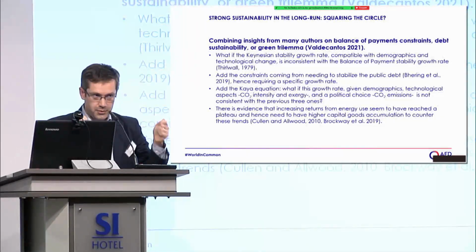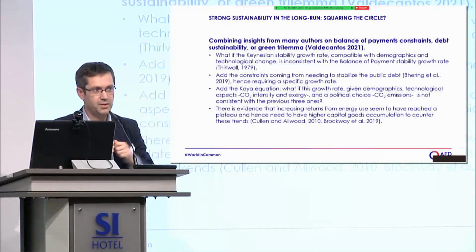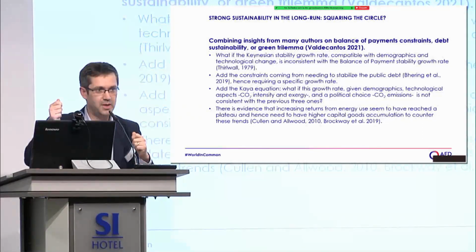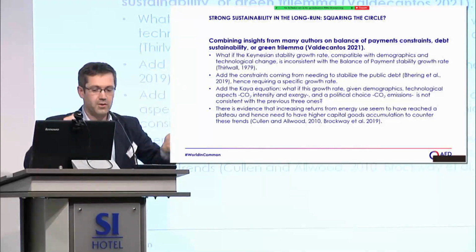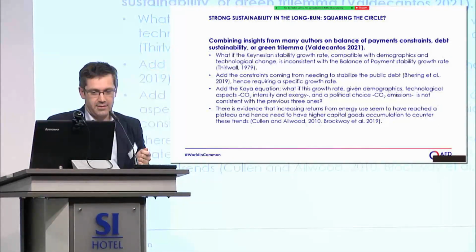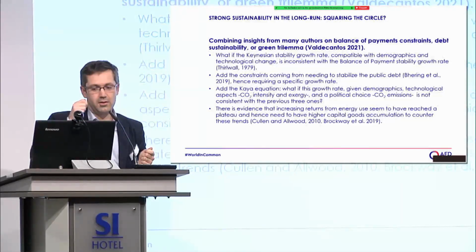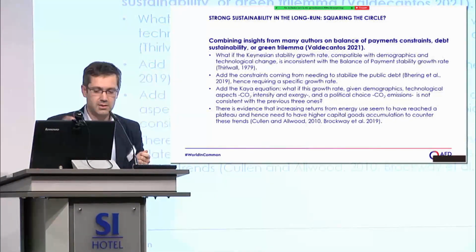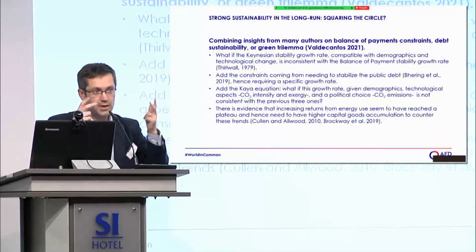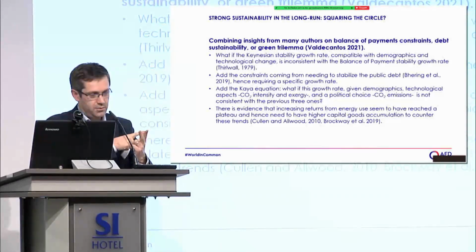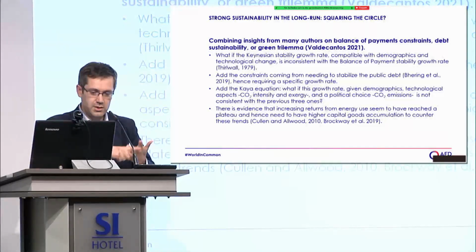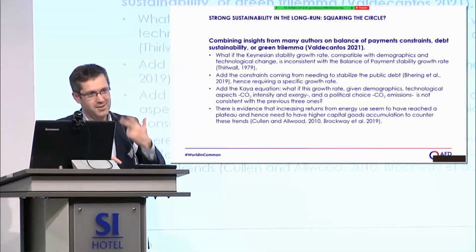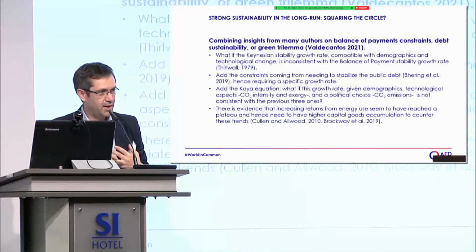What if these two growth rates are not coherent? What if the growth rate that is consistent with the balance of payment is not sufficient to guarantee the Keynesian stability? Now, let's say we can add constraints on needing to stabilize the public debt. And there's a nice paper by Bering et al. in 2019, and that requires another growth rate. And again, you now have three growth rates, which says you have to have debt stability, foreign balance of payment, and employment, or Keynesian. But now, and that's where it becomes very interesting, let's add the Kaya equation.